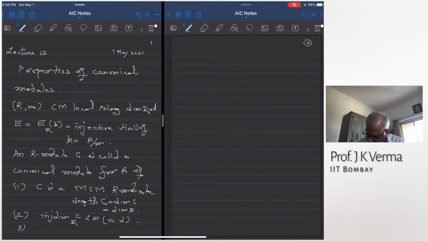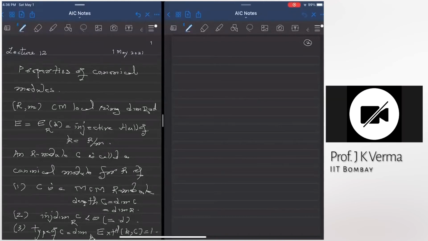The third condition is like a rank condition, and it is that the type of C, which is the dimension over the residue field of Ext^d(k, C), is 1. Among all the Ext^i(k, C), there is only one non-vanishing Ext, namely this Ext^d, and it is a vector space over k, and it is a non-zero vector space. So we demand that its dimension is 1.